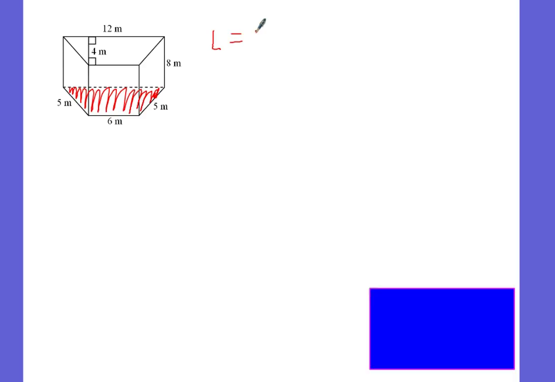Okay, so lateral area is always perimeter of the base times our height. Okay, well, perimeter of our base would just be 5 plus 6 plus 5 plus 12, because it's going to be the same as that one. So let's add all that up. And we get 28 times our height, which distance between the bases would be 8. Go ahead and do that math. You should end up with 224 meters squared again here.